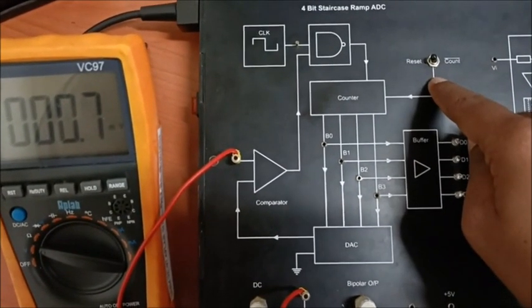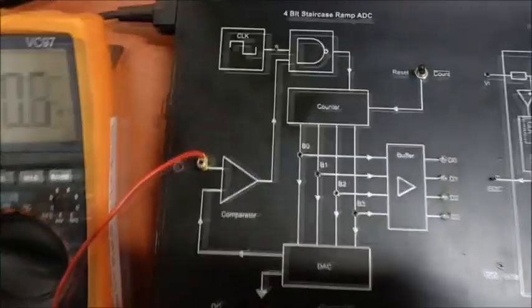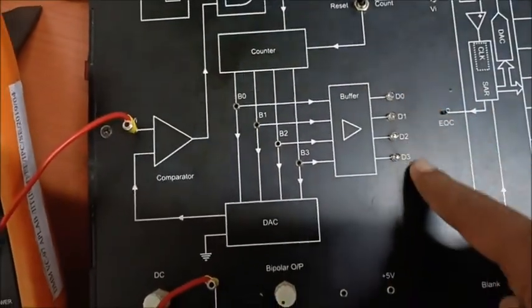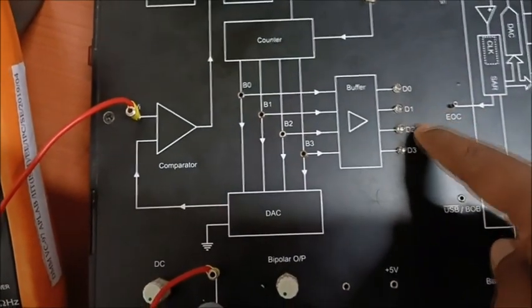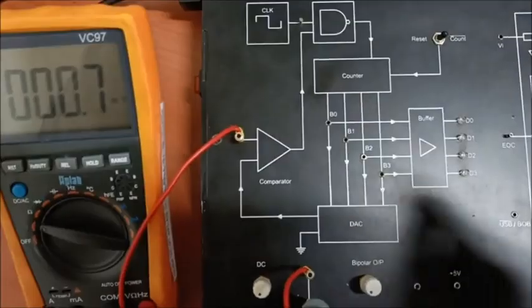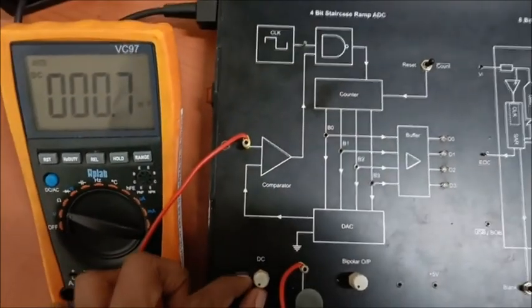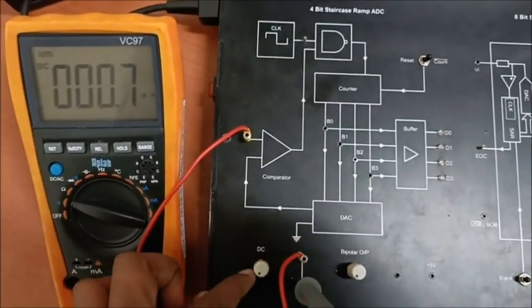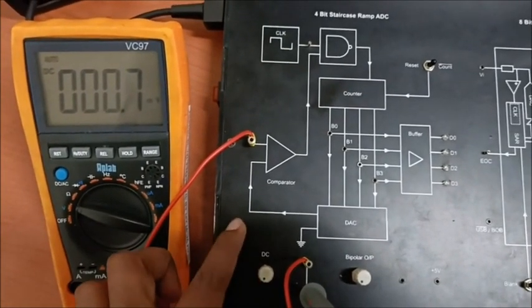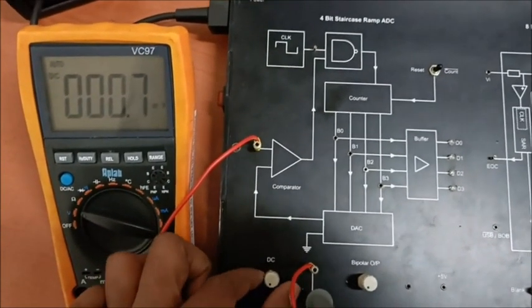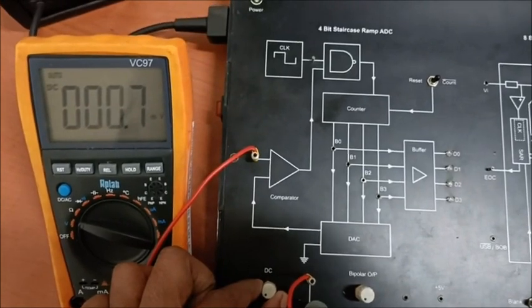Here I am bringing this switch position from reset to count, and now here we can see all the LEDs are not glowing. Means D0, D1, D2 and D3 all are zeros. We are starting to increase the analog input. So by rotating this knob, we can increase the analog input that is being supplied to this comparator's positive terminal. So we are increasing.